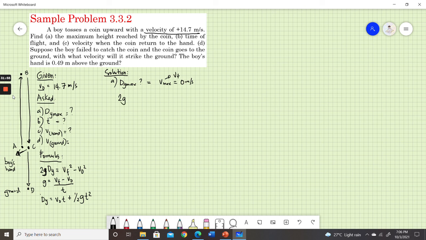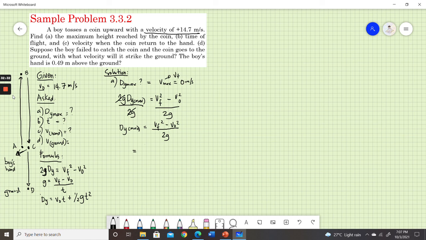So 2 multiplied by g times dy at the maximum height is equal to the square of the final velocity minus the square of the initial velocity. Since we're solving for dy max, we can just divide both sides by 2g. So the maximum height is basically equal to the final velocity squared minus the initial velocity squared, divided by 2g.